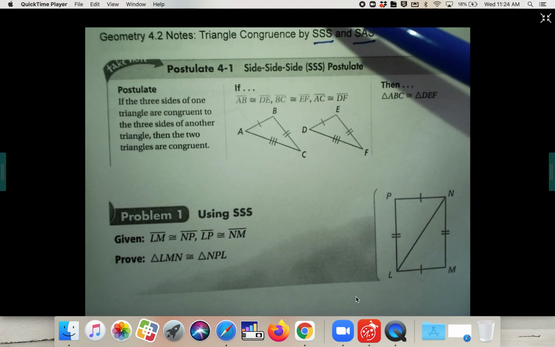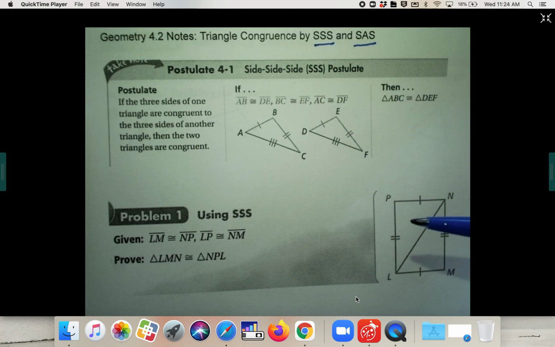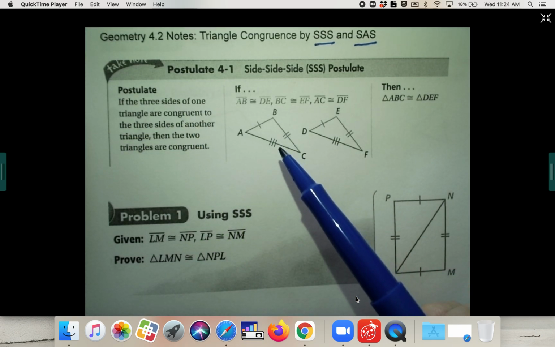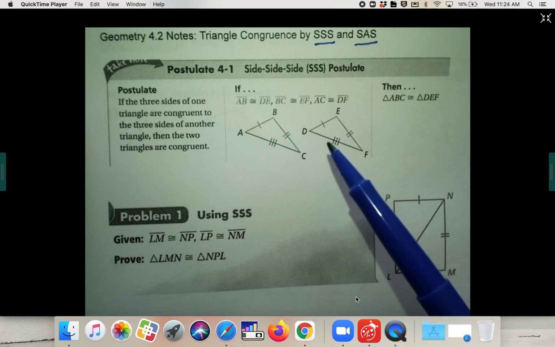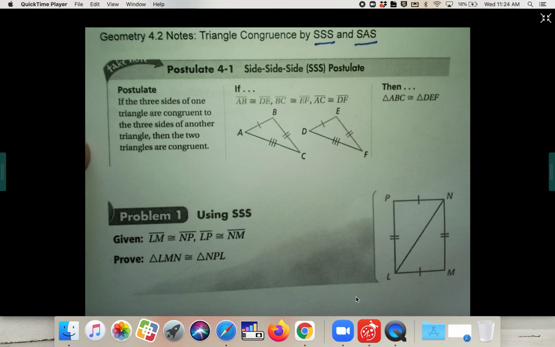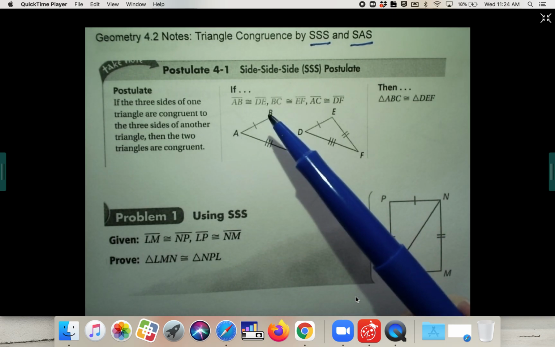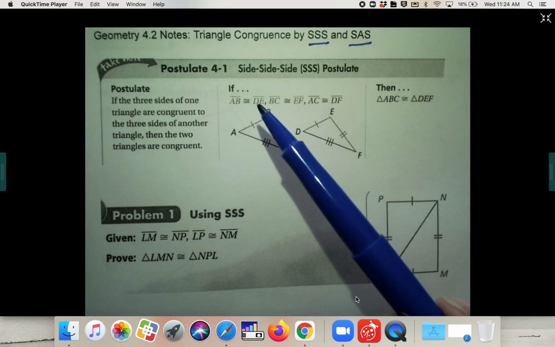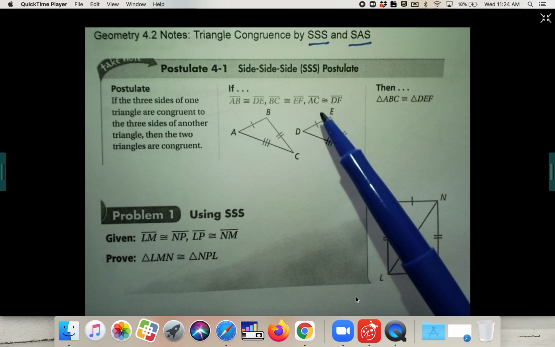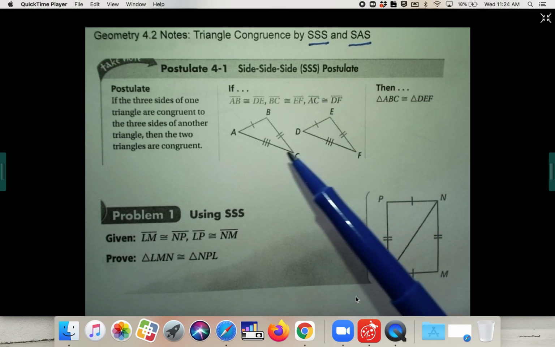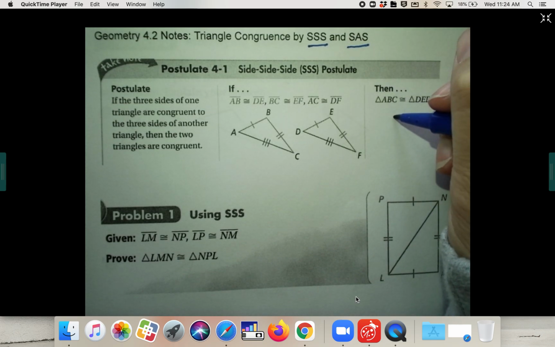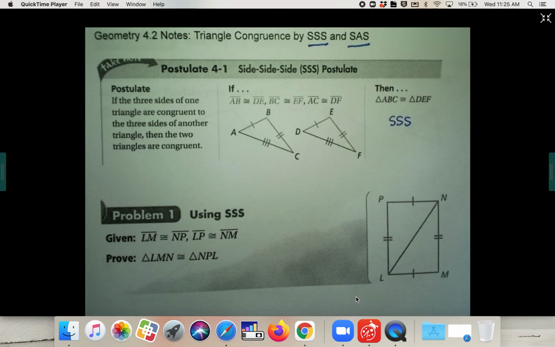So the first thing you should know is about the side, side, side postulate. What this states is that if 3 sides of one triangle are congruent to 3 sides of another triangle, then both of the triangles are congruent by side, side, side. So if AB is congruent to DE, if BC is congruent to EF, and if AC is congruent to DF, then therefore the entire triangles are congruent by reason of side, side, side postulate.